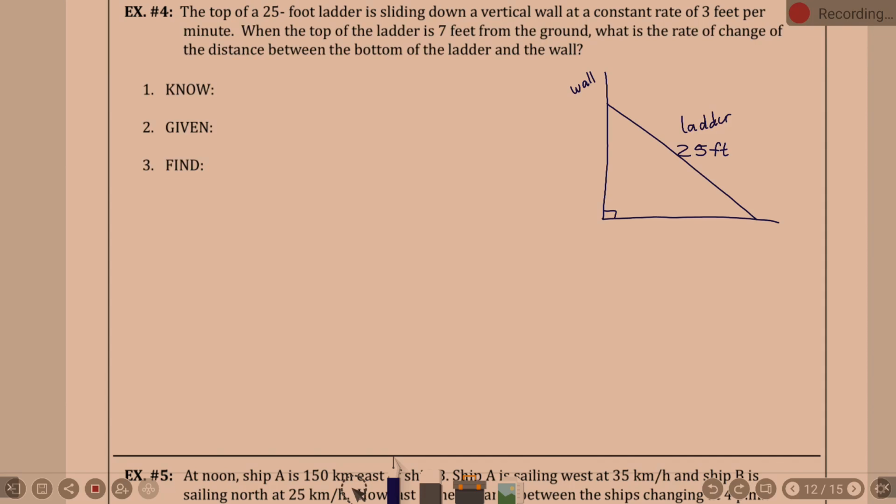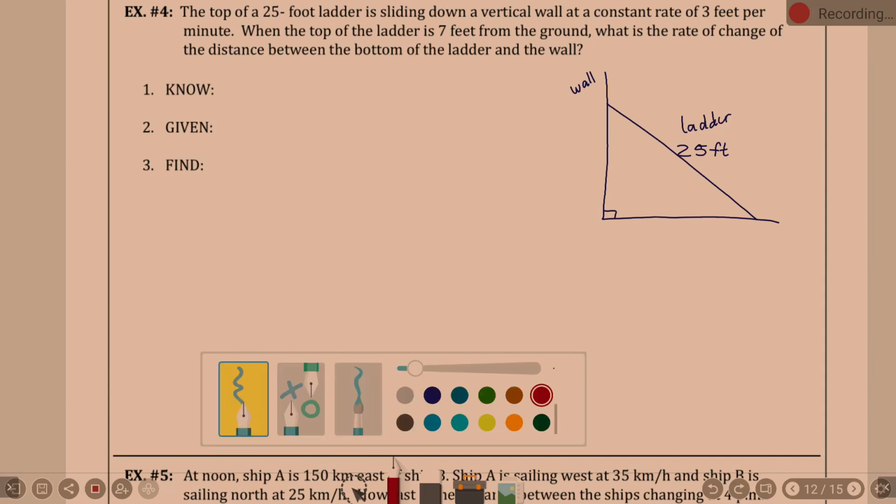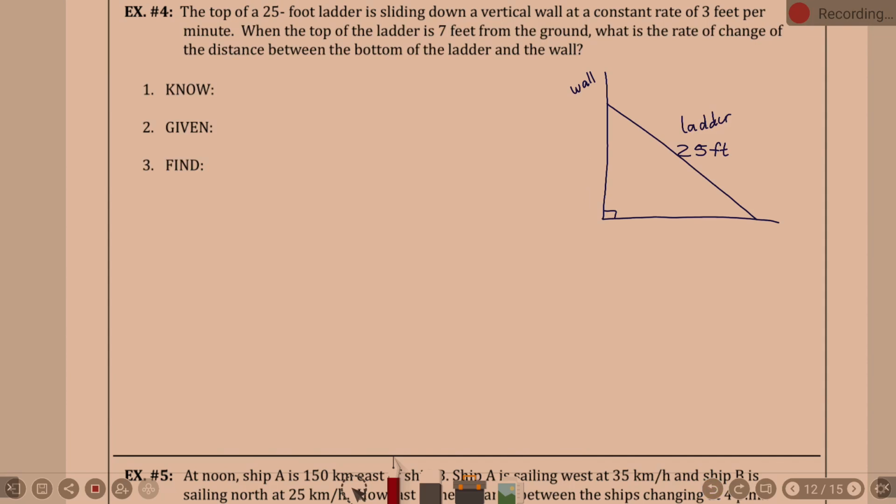Now, it's sliding down the vertical wall at a constant rate of 3 feet per minute. So what you're looking at here, the ladder is sliding down the wall, yes, at a constant rate of 3 feet per minute.